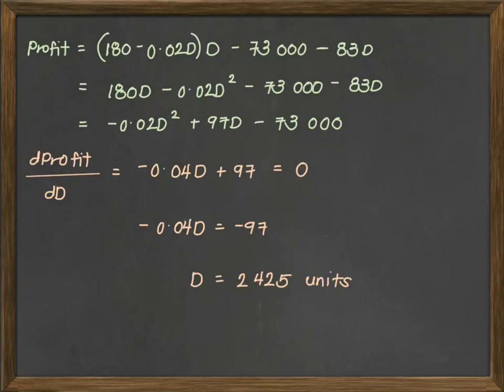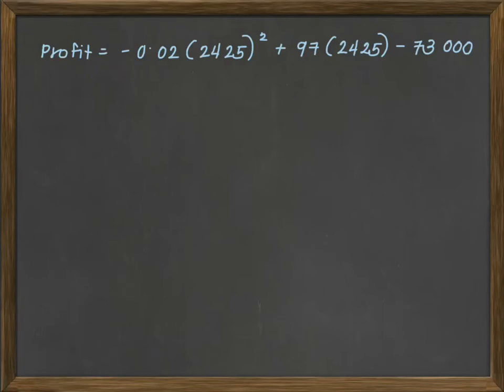Now, we have to verify if it really gives a profit based on the level of demand. So, substituting from our profit equation, so that's negative 0.02 multiplied by 2425 squared plus 97 times 2425 minus 73,000. So, yun lang yung ating simplified profit equation from our previous slide. Now, calculating, so it will give us a profit of 44,612.50.